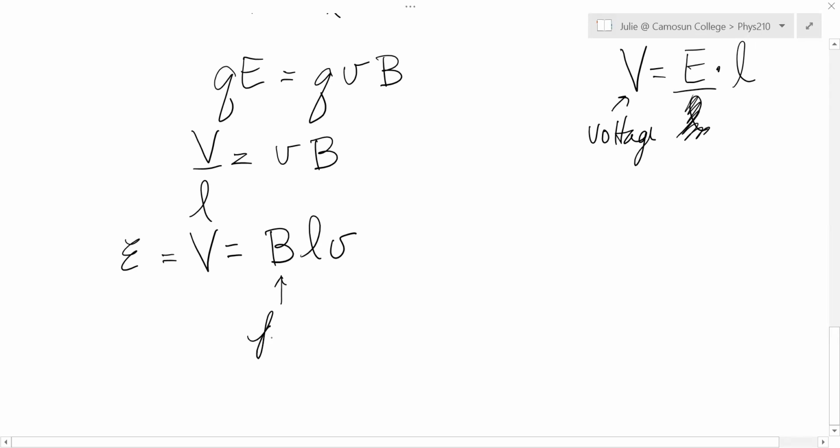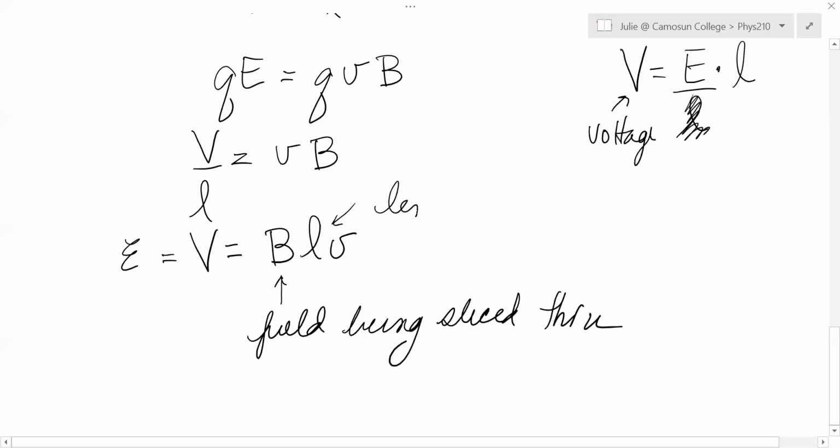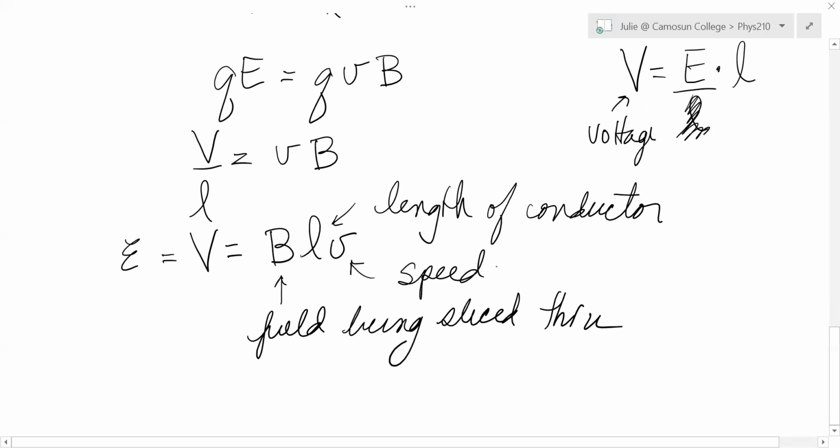So B is the field being sliced through. L is the length of the conductor. It has to be a conductor because the electrons have to be able to move. And V is the speed at which they're slicing through. So for example, if you take a 747, which has wings that act like a huge conductor, and you fly over the North Pole, you're slicing through the Earth's magnetic field, and you will induce a voltage between the tips of the wings of that airplane.